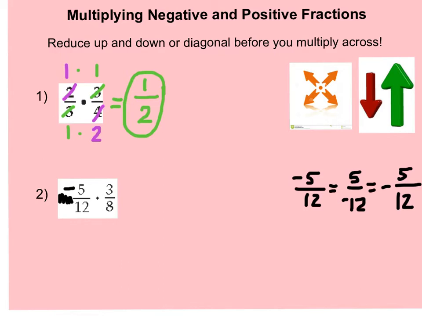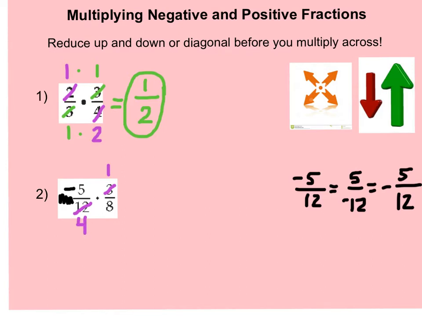All right, so now let's check up and down and diagonally to see if we have anything to reduce. So let's look at this first fraction here, 5/12. Can we divide 5 and 12 by something to reduce that fraction? No. 3/8. No, not that either. So now we're going to look diagonally. We have a 5 and an 8. Nothing goes into 5 or 8 evenly. 3 and 12. Aha, there we go. So what we want to do with the 3 and the 12 is divide them both by 3. 3 divided by 3 is 1. 12 divided by 3 is 4.